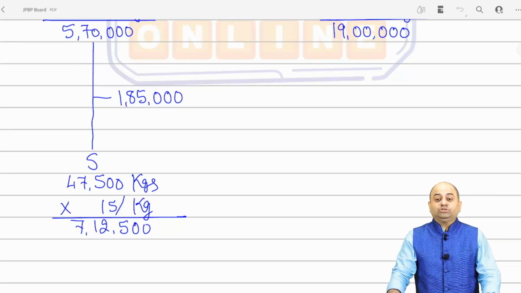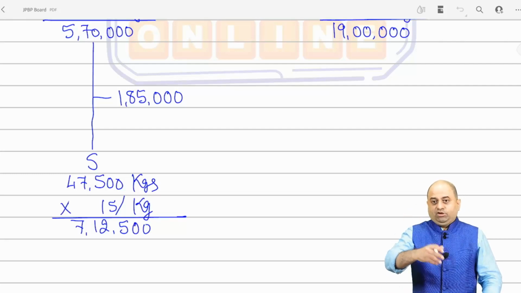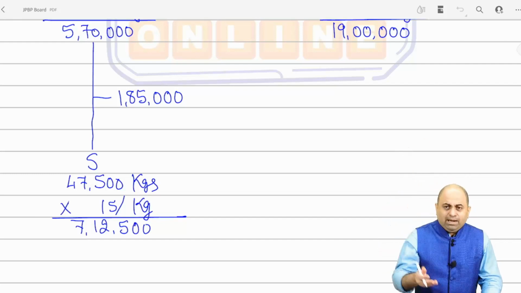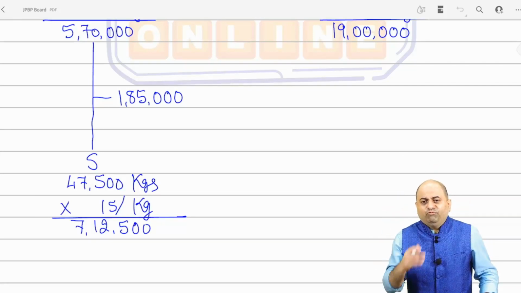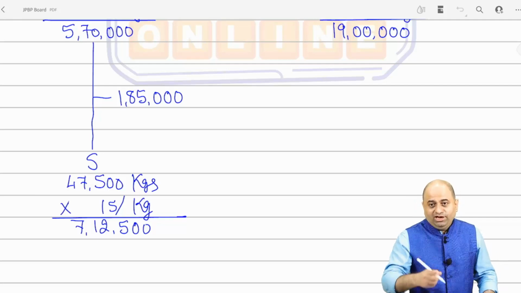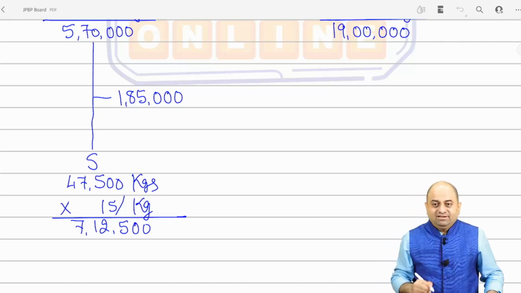And 1,85,000, that becomes the post separation cost for S. Now, they have asked you naturally to find out profitability, existing operations, further processing. Existing operations will mean P and Q, further processing will mean S and Q. And what profitability? I mean, they have given joint cost only. Only for S and Q, there will be one post separation cost, which you will write for S.